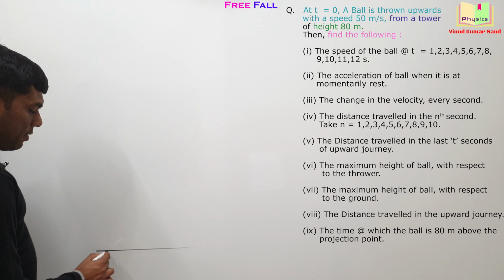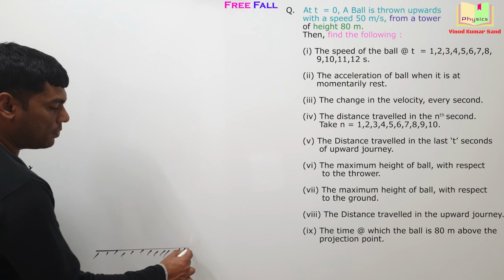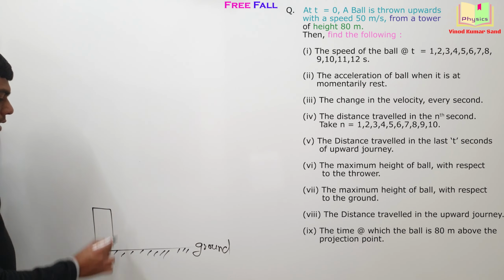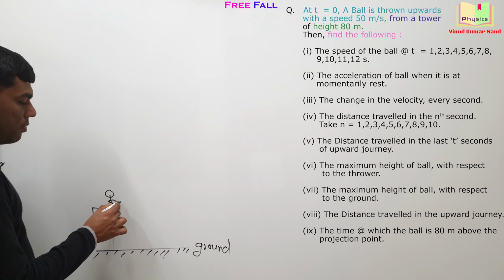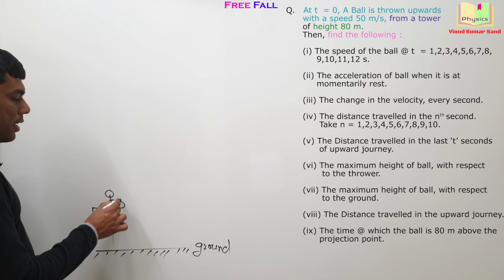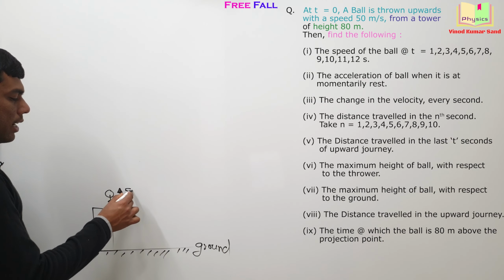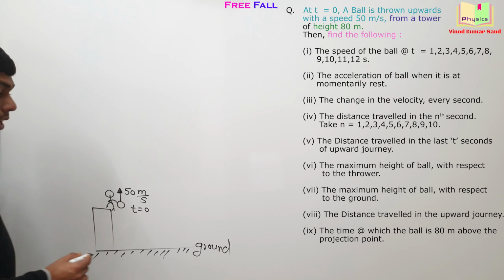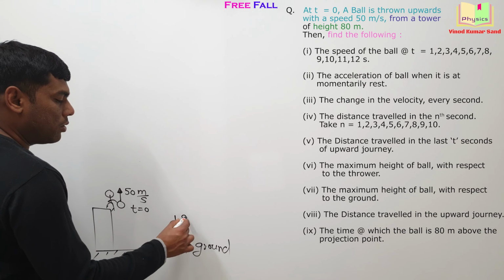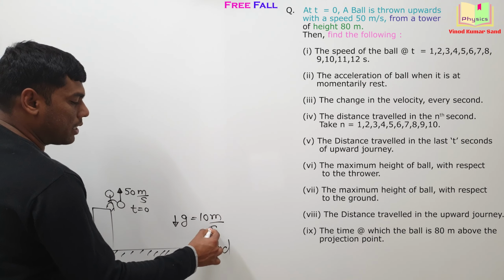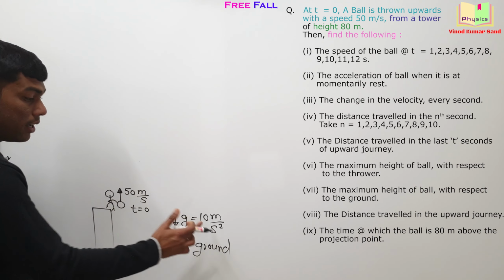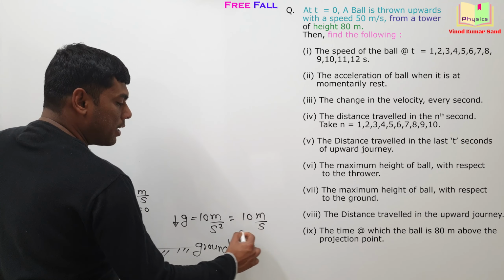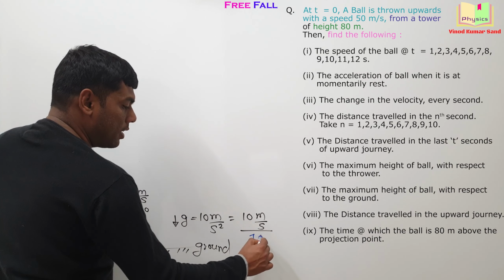Okay. Here we consider the ground. A ball is thrown upwards with a speed of 50 meter per second, and this moment we consider as t is equal to 0 second. Acceleration due to gravity, we should take as 10 meter per second square. Looking at this number, this will be the best choice. And what does it mean? 10 meter per second every second.